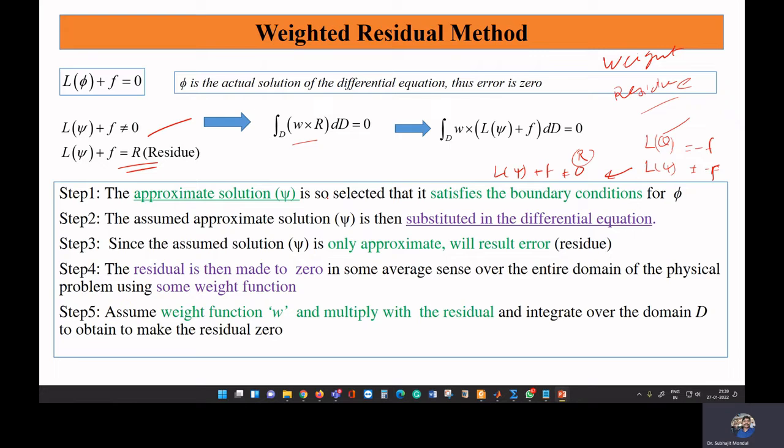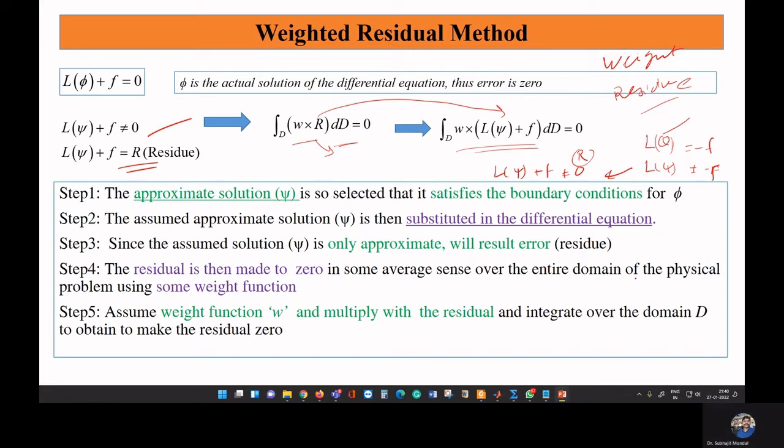So here you are making the residue 0 in the whole domain through a weight function. Basically we are making the error 0 in an average sense. Now, if we put the equation here and do the integration, we can make it 0.